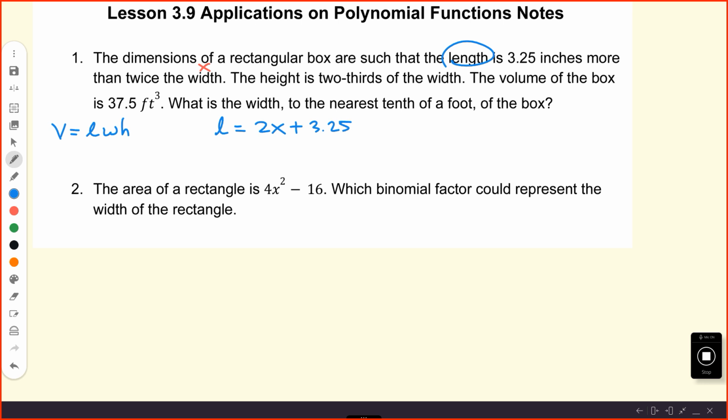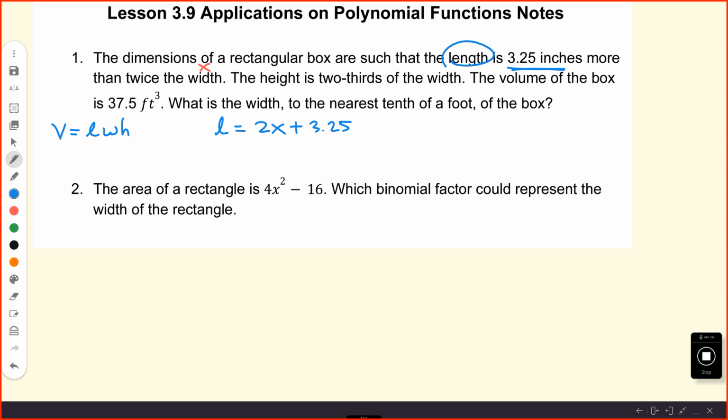3.25, right, in inches. But since the given volume of the box is in cubic feet, we're going to express this in feet. Because it's given as 3.25 inches, we just have to express this value in feet. So how do we express 3.25 inches in feet? How long is 1 foot in inches? 12 inches. So if we're going to express this in feet, we just have to divide this by 12.